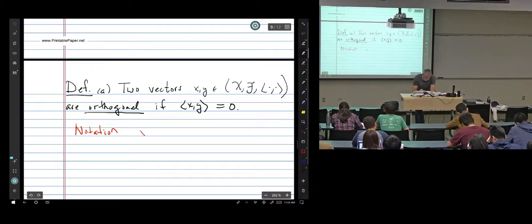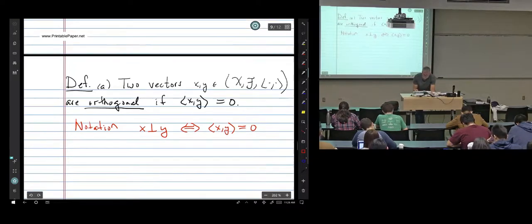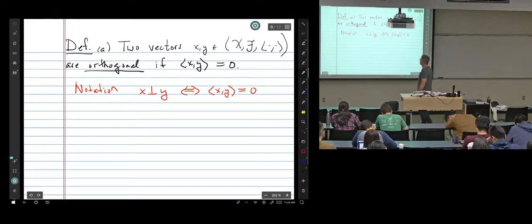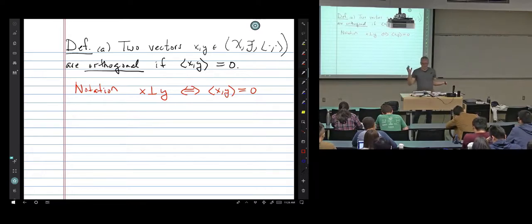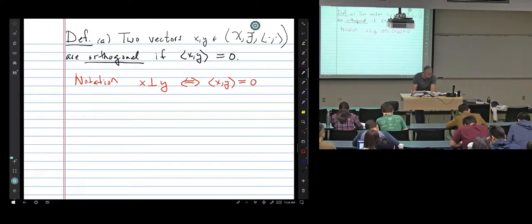Notation. We write x is orthogonal to y to mean their inner product is 0. That's just notation. It doesn't take really any less things because a bracket, well, I guess there's one less comma to write, okay? Otherwise, it's the same number of strokes.